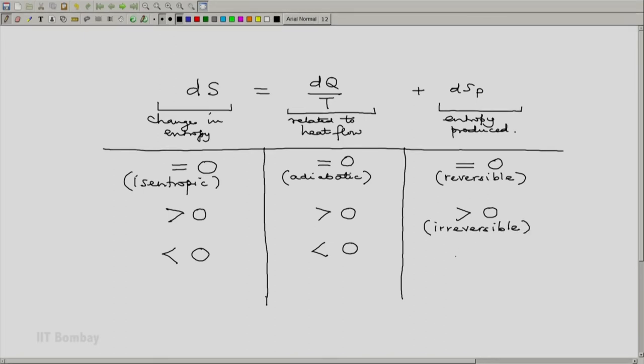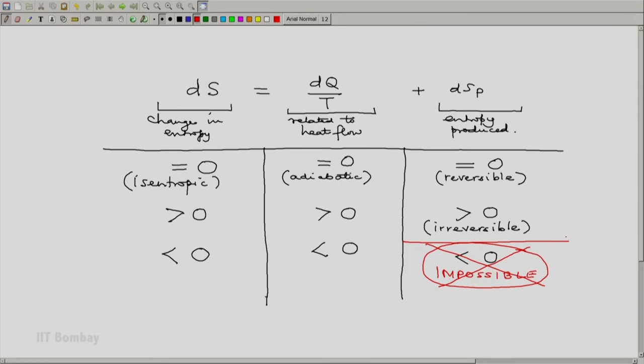What about the third option? Can it be less than 0? No, less than 0 is not possible, because in that case it would be an impossible process. The second law tells us that this is just not possible. Okay, so here we just have two options. Okay. Now, what is the consequence of this?